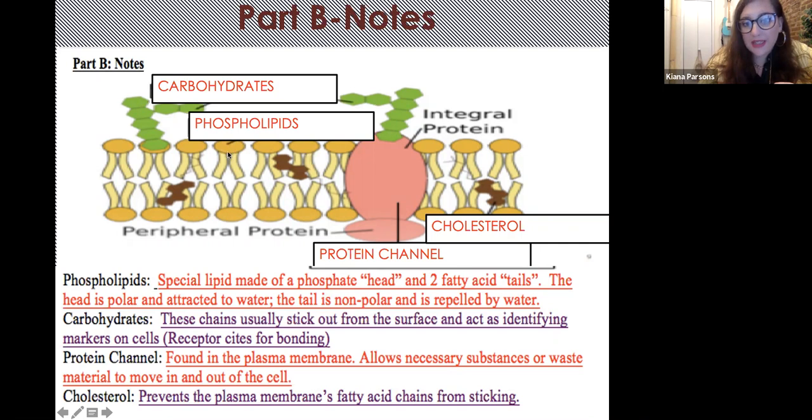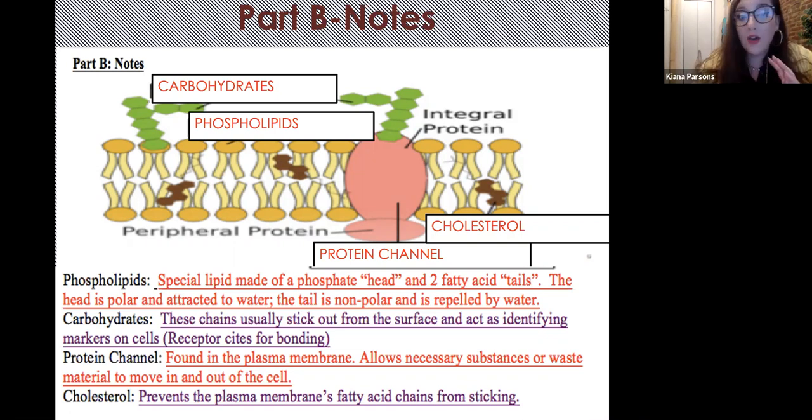So the outsides that touch the environment outside of the cell, and then the cytoplasm on the inside of the cell, are polar and attracted to water, right? So this aqueous environment, this water environment, is attracted to that. However, behind these heads are these fatty acid tails that are non-polar and repel water. So this prevents things that should not go into the cell from entering the cell, right? Because without the cell membrane, there is no cell.